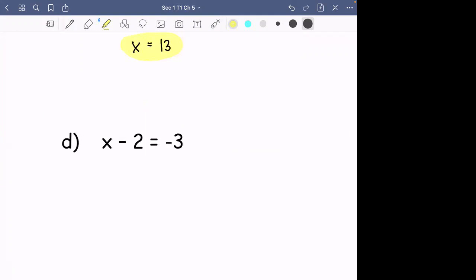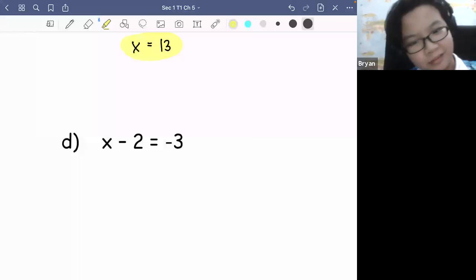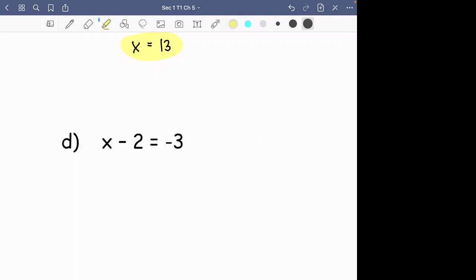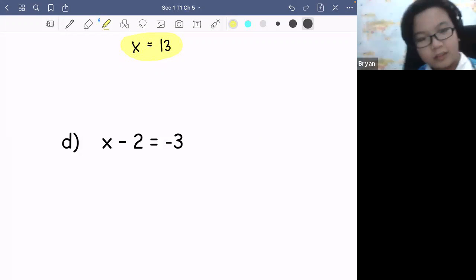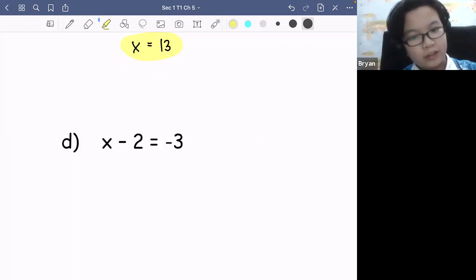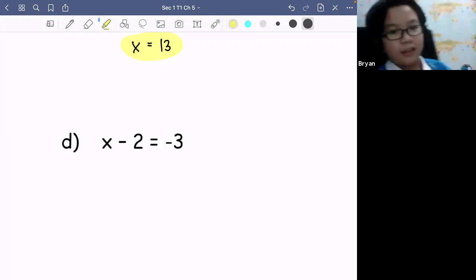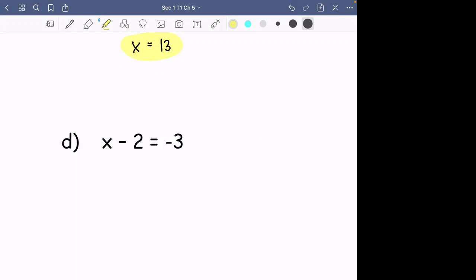What is x minus 2 equals negative 3? What number, when you say negative... negative 1. Okay, negative 1. Very good. So let me show it to your classmates algebraically.